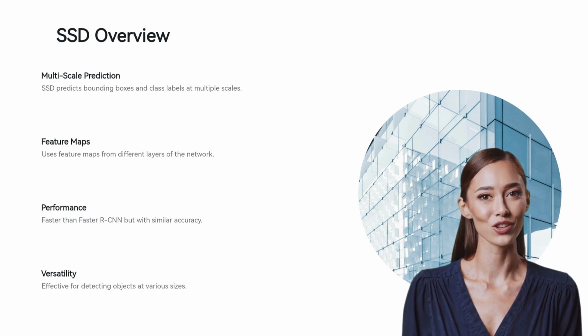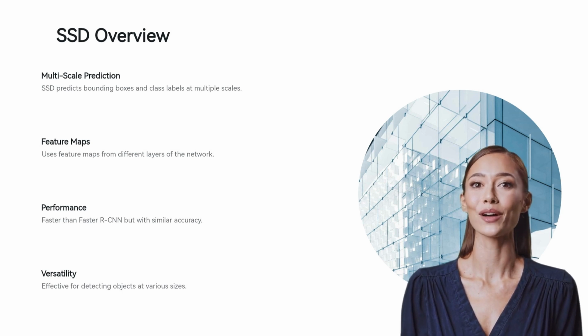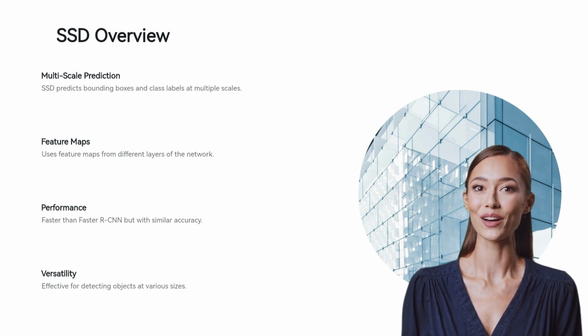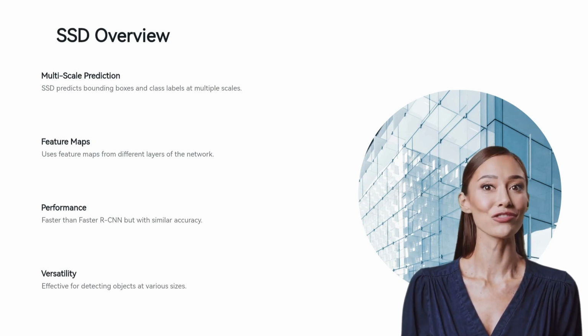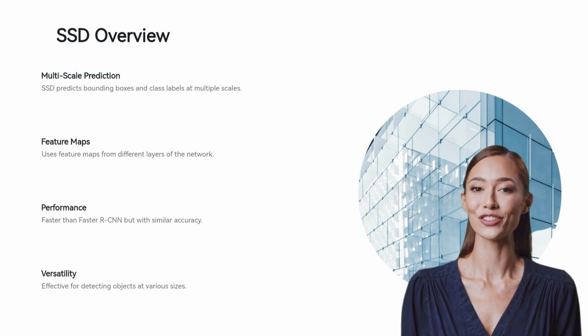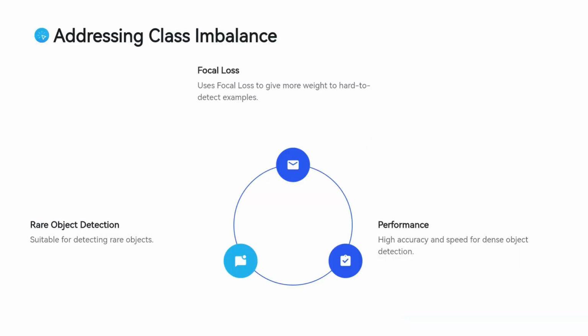The multi-scale approach helps SSD detect both large and small objects in the same image, overcoming one of the limitations of YOLO. However, SSD can still be less accurate than models like Faster RCNN when it comes to small or overlapping objects. One of the challenges in object detection is the class imbalance problem, where the number of background pixels, or negative examples, vastly outnumbers the objects, positive examples. This can lead to poor detection performance for rare objects.